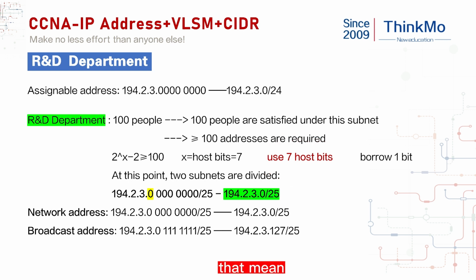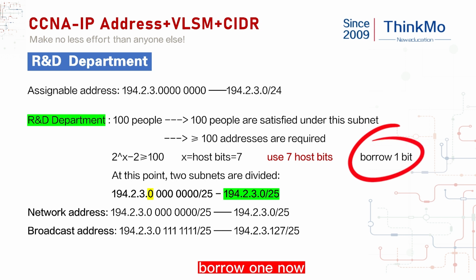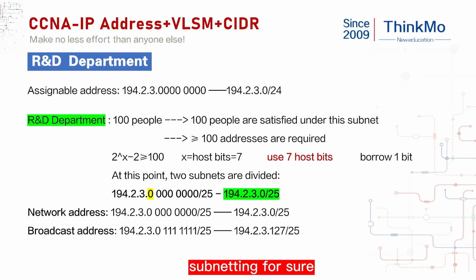That means network bits need to be borrowed. It turns out that the network bits are 24 bits. Borrow 1 now. Since I've borrowed, subnetting for sure, divide into 2 subnets. I'll just tell you one of them. The first one is 194.2.3.0. Don't look before, just look at the one behind.